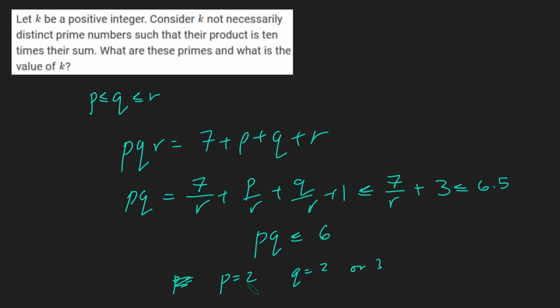Maybe I'll do p equals 2 and q equals 2 quickly and show that that just doesn't work. If you substitute that back in over here, you get 2 times 2 times r, so 4r equals 7 plus 2 plus 2, which is 4 plus r, and so you get 4r equals 11 plus r, and you get 3r equals 11, and that obviously doesn't work.